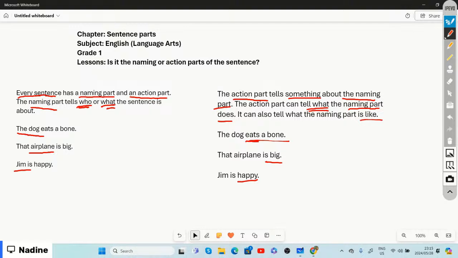And during the course of the lesson, we are going to find out more about how to identify the naming parts and how to identify also the action parts within a sentence.